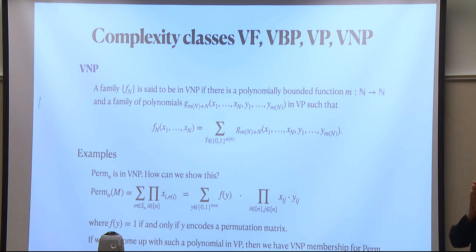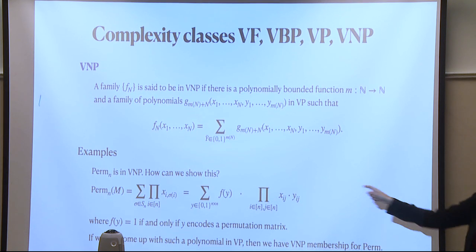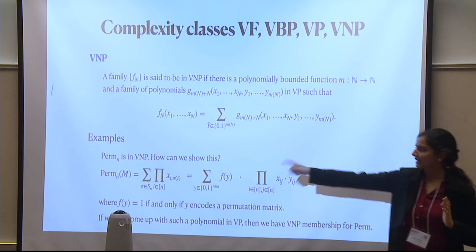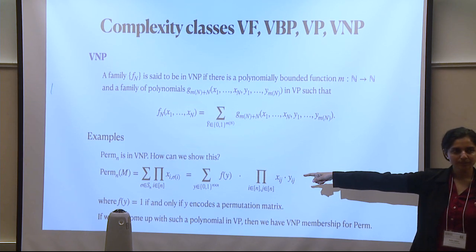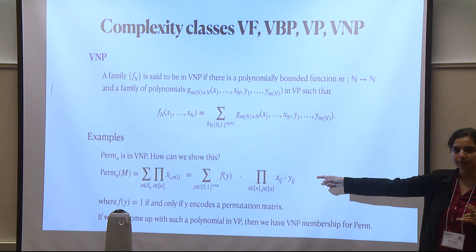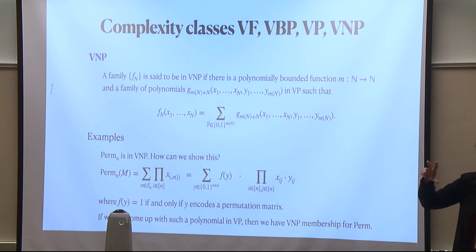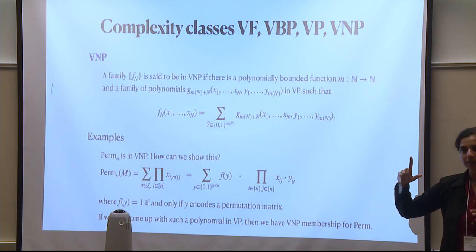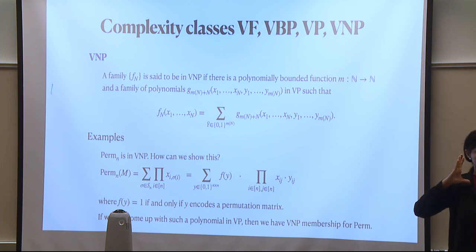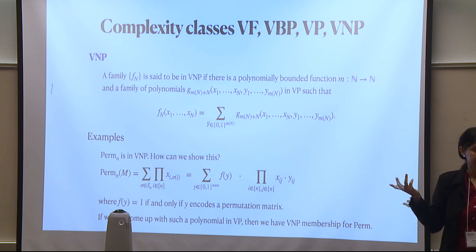If y was a permutation matrix, what would it have done? When you do a dot product with the original matrix x, it would have just picked up a permutation from x and added that as a monomial inside this polynomial. That's exactly the permanent. So if I'm able to write f of y as a polynomial that evaluates to 1 if and only if y encodes a permutation matrix, then I'm done.